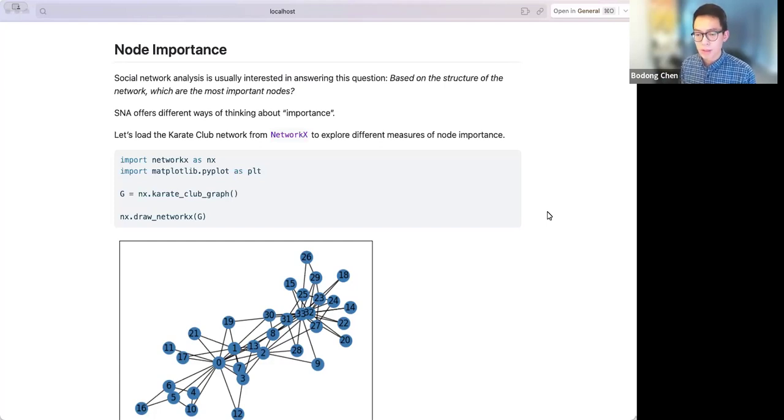For demonstration purposes, we're going to use the dataset we mentioned earlier, which is the karate club network. We load that directly from NetworkX. This is how this network looks.